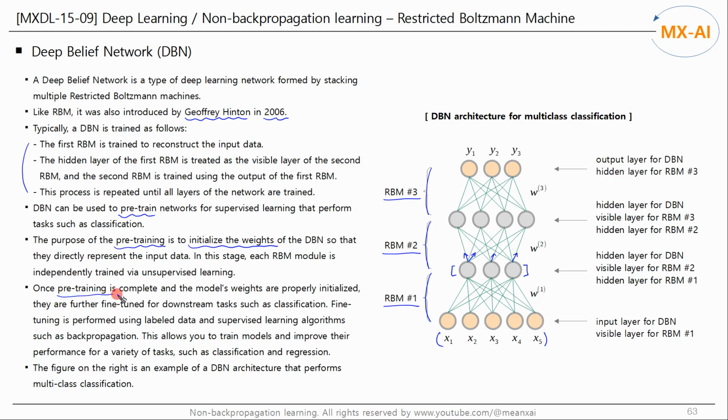Once pre-training is complete and the model's weights are properly initialized, they are further fine-tuned for downstream tasks such as classification. Fine-tuning is performed using labeled data and supervised learning algorithms such as backpropagation. This allows you to train models and improve their performance for a variety of tasks such as classification and regression. The figure on the right is an example of a DBN that performs multi-class classification.